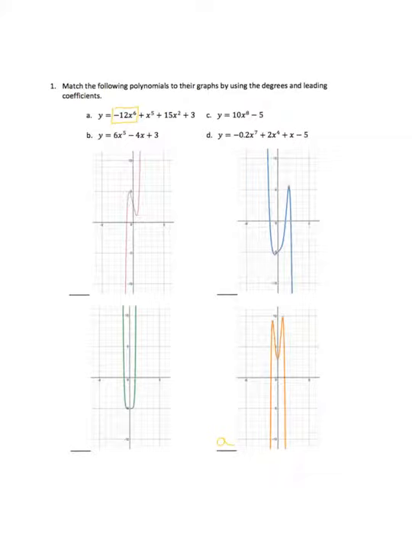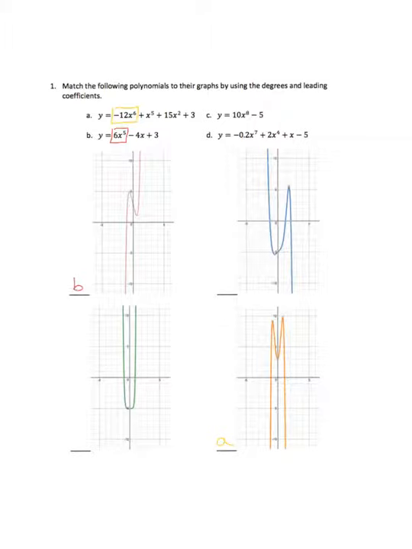Okay, if we move on to B, here we have 6x to the 5th. So x to the 5th is odd, meaning it has to go up on one side and down on the other. Here we have 6 is a positive number, meaning it has to be this graph here. So because of this, I know that this choice is B.